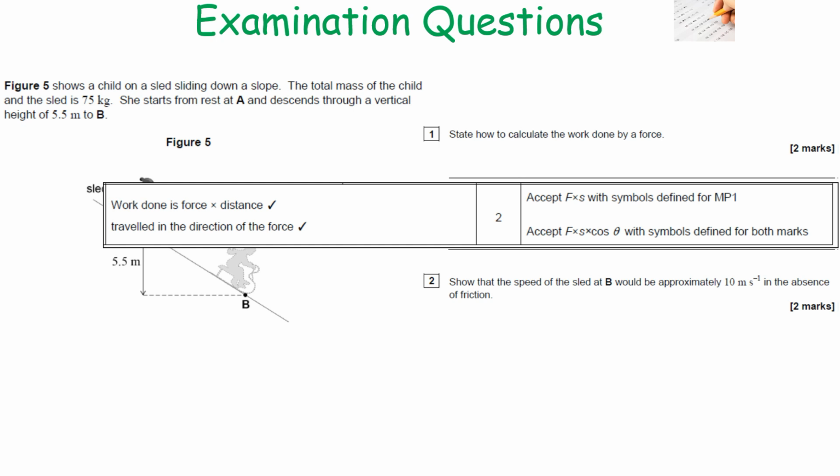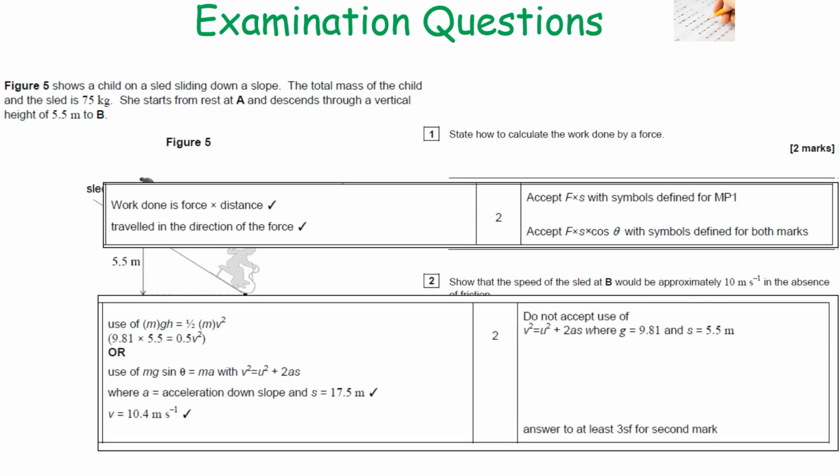Now in this next question, by the fact that it says there's an absence of friction, we can assume that all of the potential energy store at the start of the slope is going to convert into the kinetic energy store as the sled reaches the bottom. So we can say mgh is equal to a half mv squared. We can then cancel out our values of m on each side and say gh is equal to a half v squared. We have g, 9.81. We have h from the question, 5.5, and therefore we can work out what our value of v is going to be. So that answer is 10.4 meters per second.